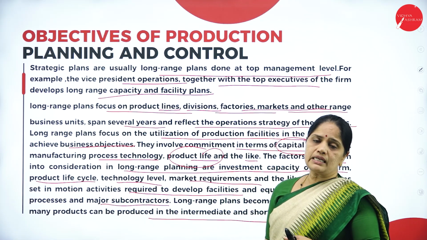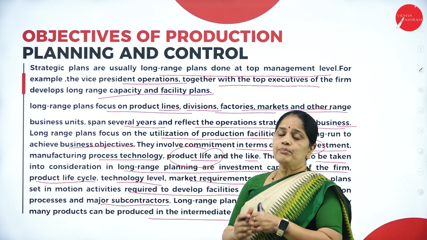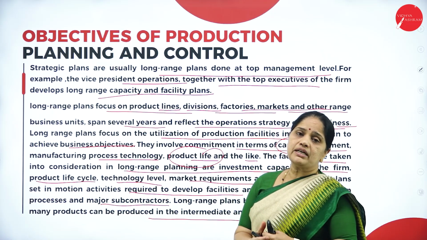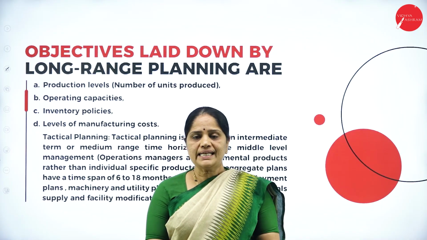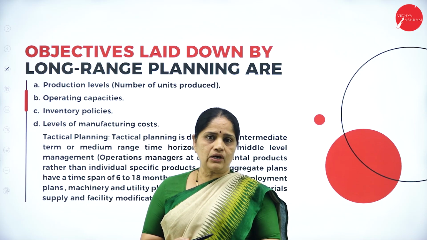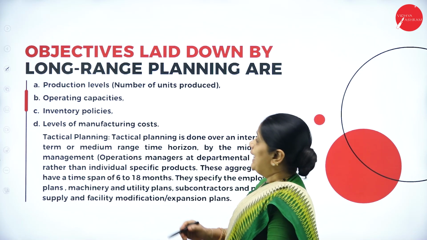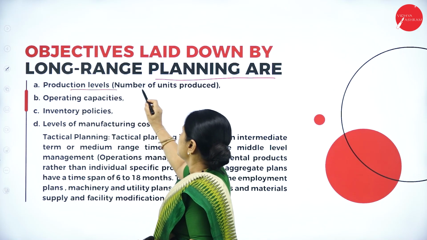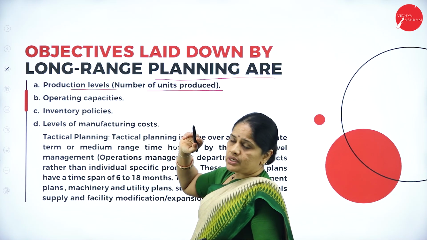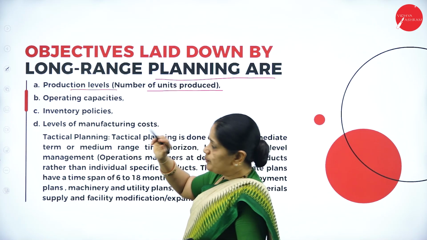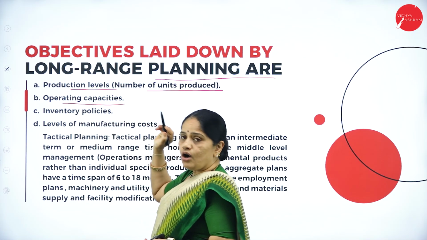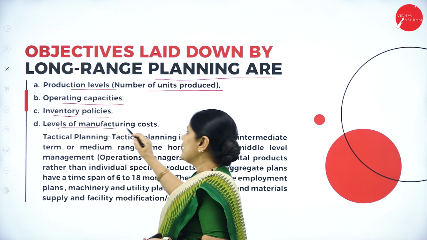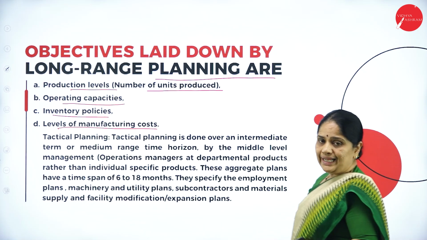So these long range plans will be the broad framework on which the short range and the intermediate plans will be built. Now next, let us see what are the objectives laid down by long range planning. Now the objectives of long range planning are production levels, that is number of units produced. So what is the number of units to be produced? Second one is the operating capacities. Third one is inventory policies. Fourth one is levels of manufacturing cost.